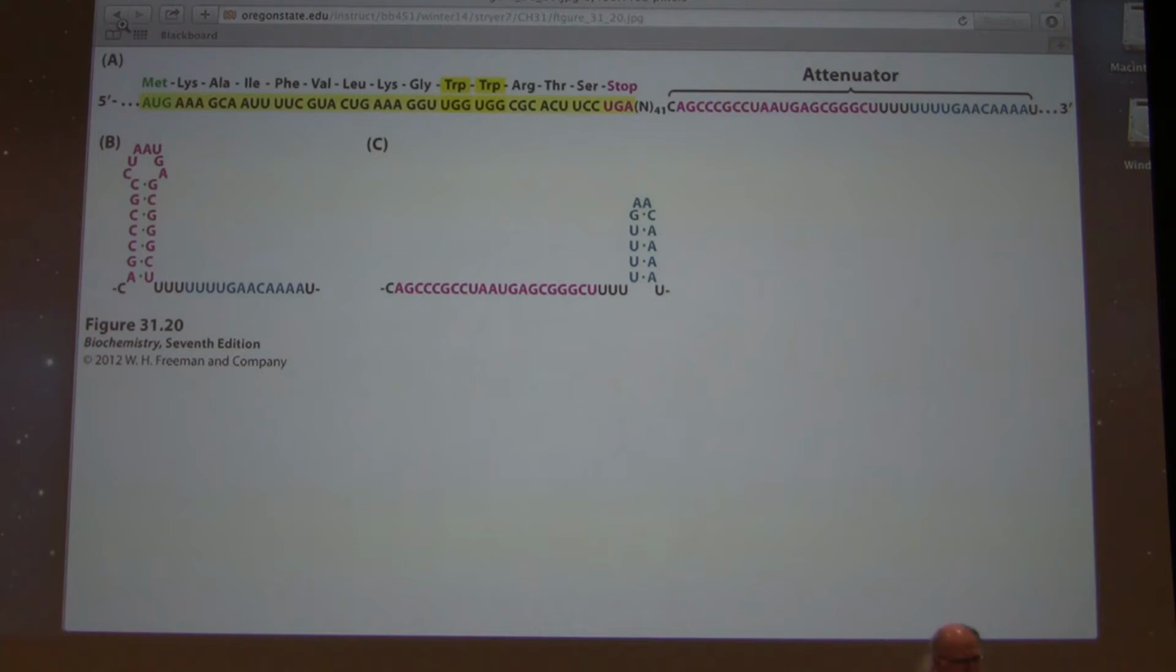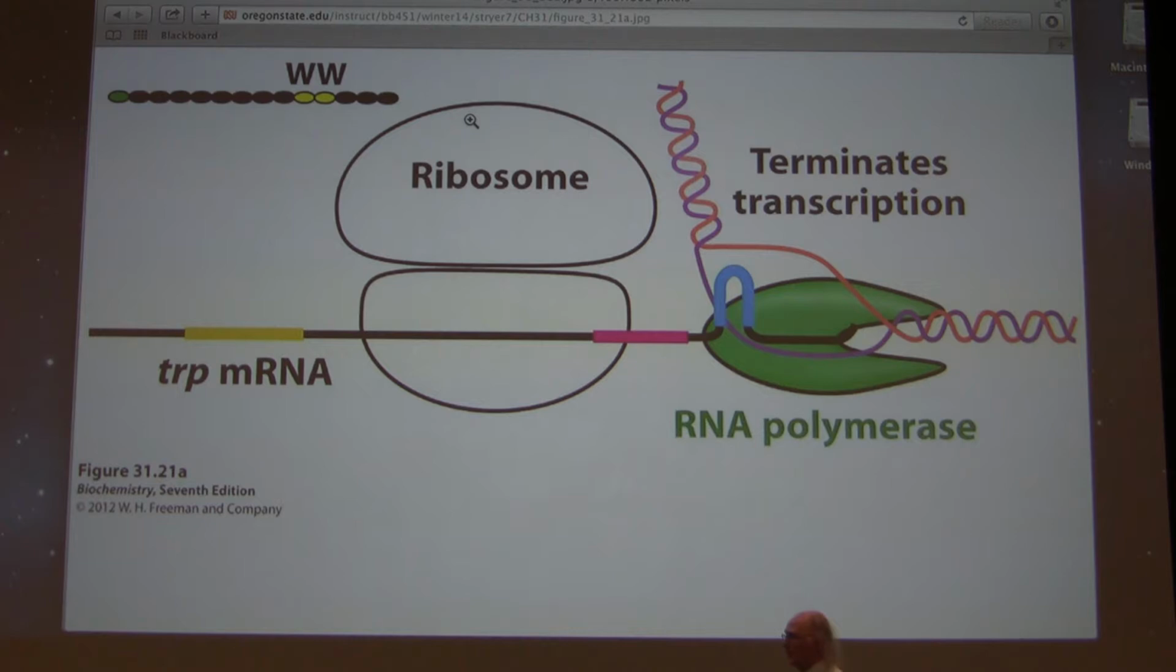The two possible signals that can be received are either A, there's plenty of tryptophan, or B, there's very little tryptophan. And they set up very different scenarios for the ribosome that's moving down, translating this short leader peptide. So the leader peptide, I'll remind you, was a sequence that coded for a very short polypeptide. As I told you, the polypeptide itself doesn't do anything, but it does contain within it two codons right next to each other that specify tryptophan. So that sequence is shown here in yellow.